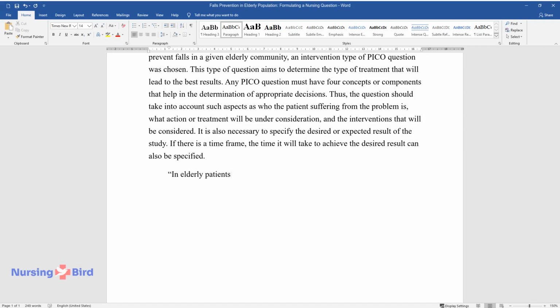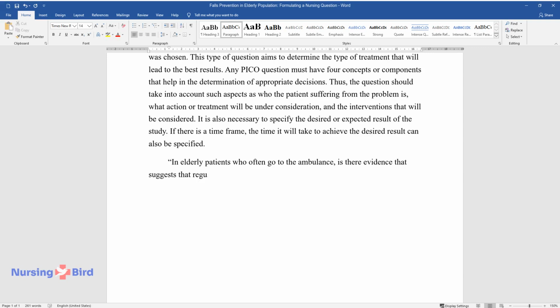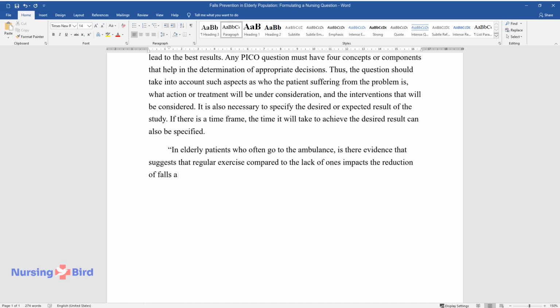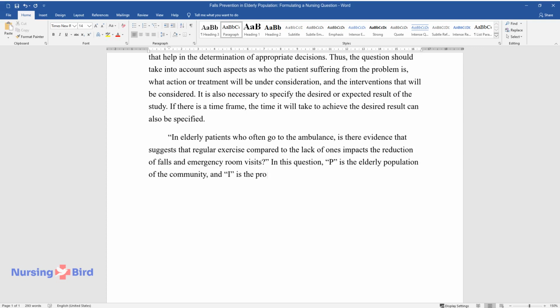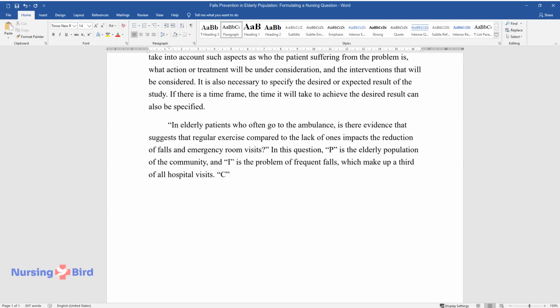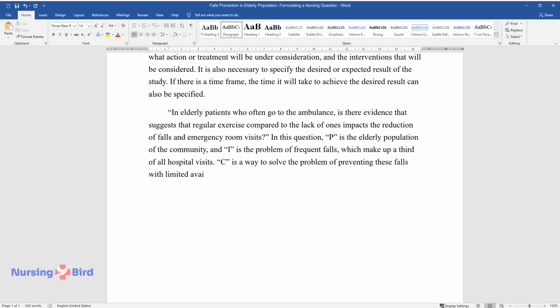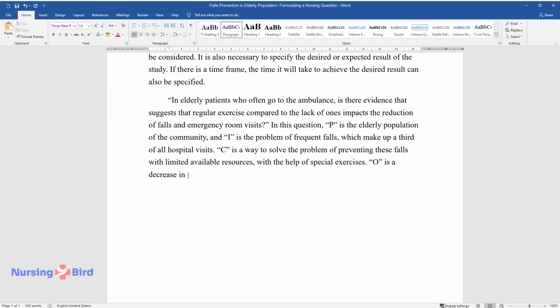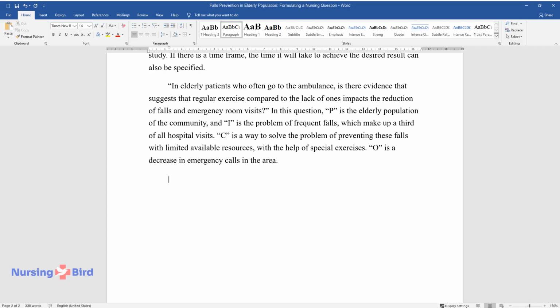In elderly patients who often go to the ambulance, is there evidence that suggests that regular exercise compared to the lack of one impacts the reduction of falls and emergency room visits? In this question, P is the elderly population of the community, and I is the problem of frequent falls, which make up 1/3 of all hospital visits. C is a way to solve the problem of preventing these falls with limited available resources, with the help of special exercises. O is a decrease in emergency calls in the area.